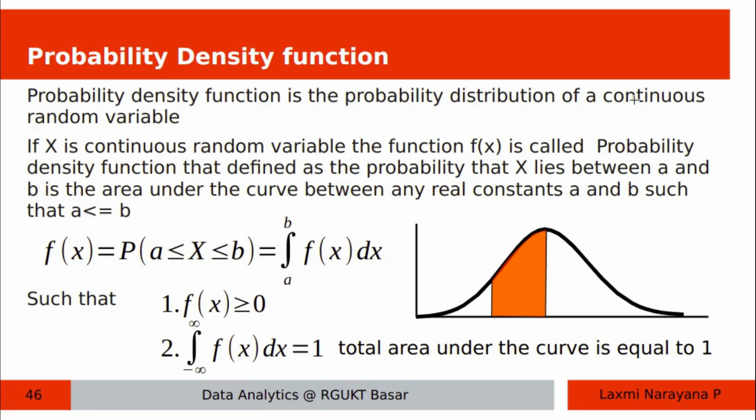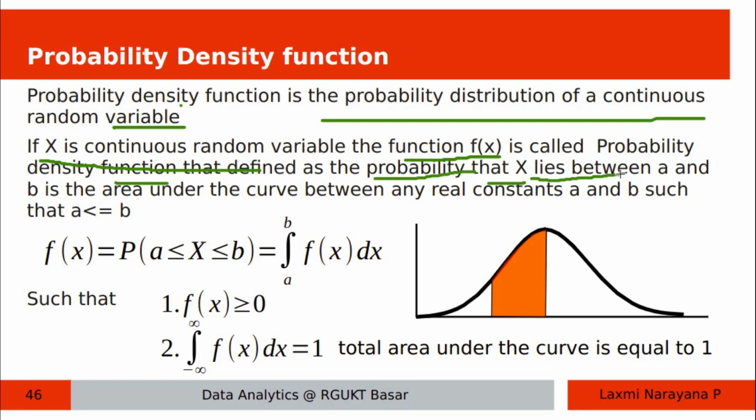Probability density function. Probability density function is the probability distribution of a continuous random variable. Let's see the definition. If x is a continuous random variable, the function f of x is called the probability density function. It is defined as the probability that x lies between points a and b. Means it is the area under the curve between 2 points a and b. Here a is less than or equal to b.